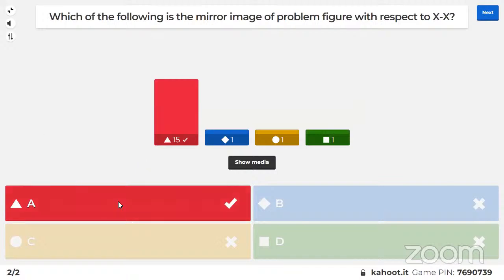All right, so time's up. A is the correct answer. We have completed both the questions in the demo session.